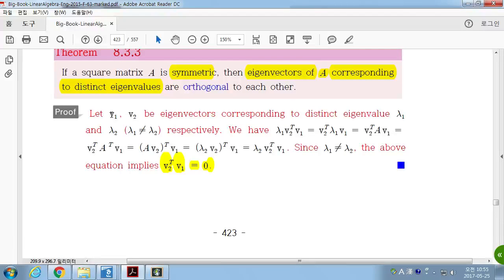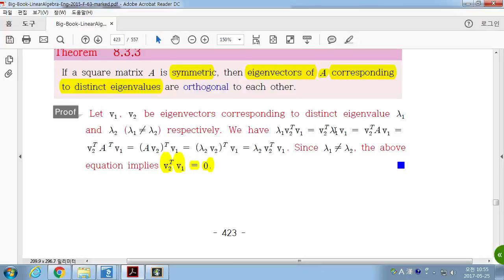So let's say V1, V2 are eigenvectors corresponding to distinct eigenvalues lambda 1 and lambda 2. Then we can write the left-hand side, lambda 1 times V2 transpose V1. Then we show this is the same as lambda 2 times V2 transpose V1. Then we can subtract this one and this one to make it 0. And then lambda 1 minus lambda 2 is not 0, so this inner product should be 0. That's what we are going to do. So let's start from here.